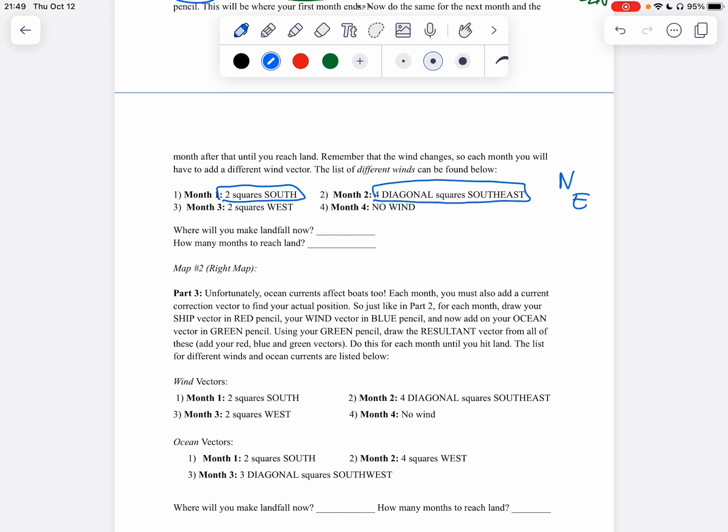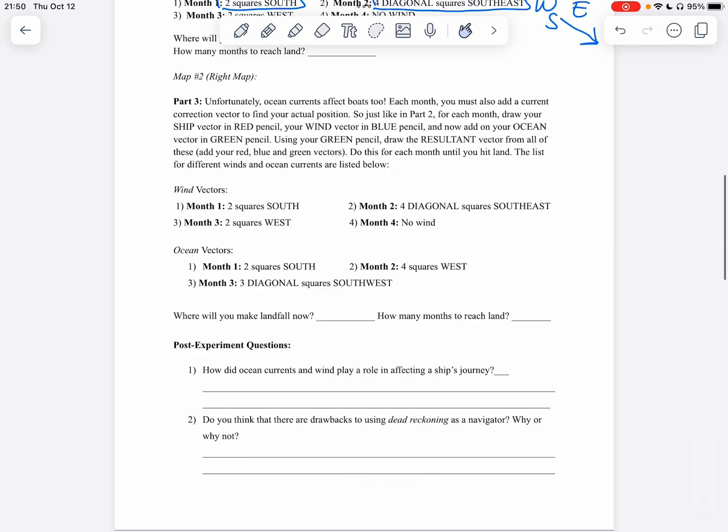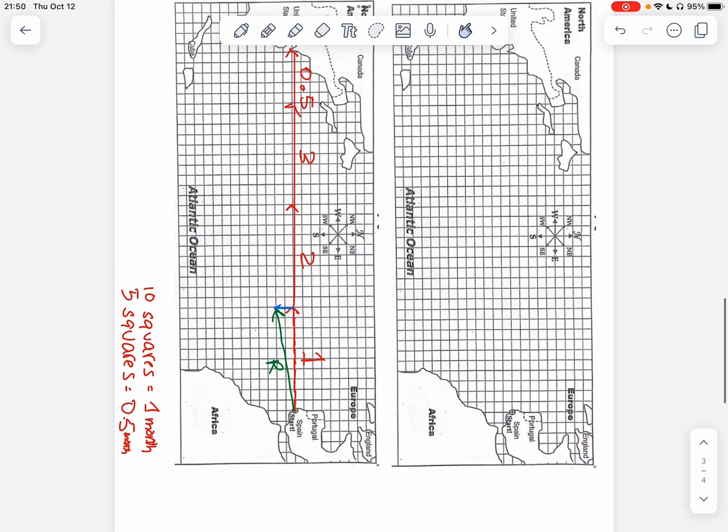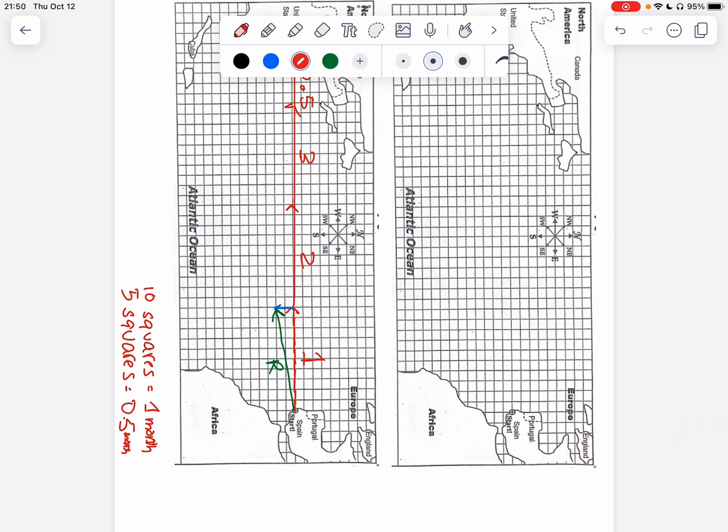So never eat sour watermelon. Southeast would be going in that direction. It's going to be a diagonal. So again, let me draw my ship vector. Every ship vector is always going to be 10. So we're going to count 1, 2, 3, 4, 5, 6, 7, 8, 9, 10. Again, this is where we're going to see the diagonal for the wind. So I have 4 to the southeast: 1, 2, 3, 4. Excellent.